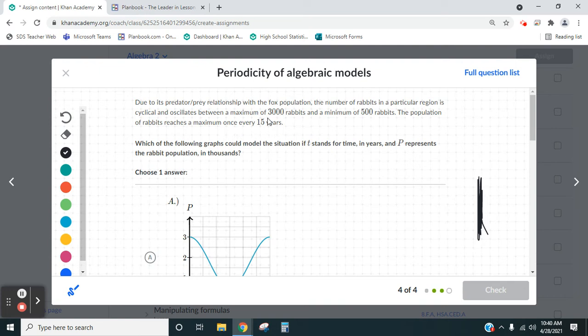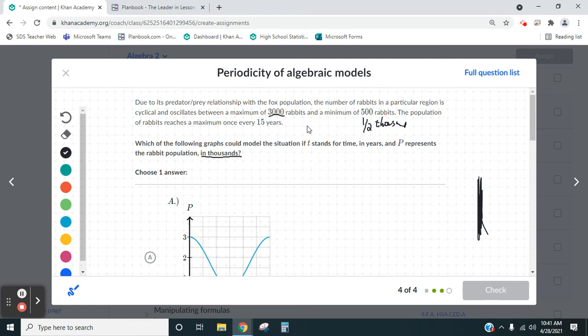So this gives us some clues as to how the graph should look, right? It should be at a height of 3,000, keeping in mind they say graph is in thousands. And it should be at a minimum of 500, which is how much of 1,000? That's a half a thousand, right? Anyway, the population of rabbits reaches the maximum once every 15 years. So the peak will happen every 15 years.